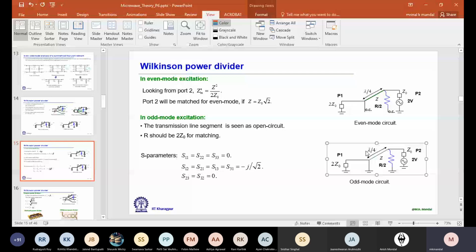So then what is remaining? R by 2 only. Now looking from Z0 into the circuit, you have R by 2 to ground. You need impedance matching, no reflection from here. Then what should be the R by 2 value? It should be Z0, right? Matched termination. Yes, sir, R by 2.